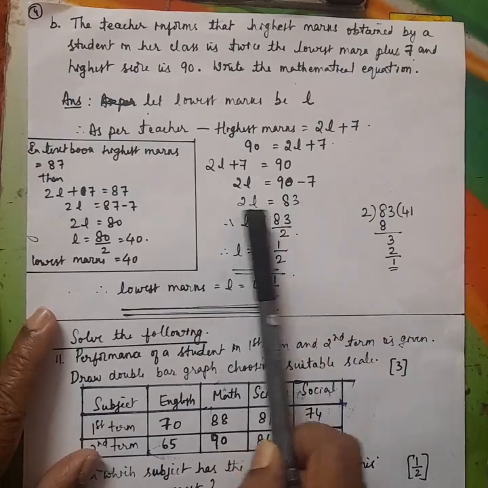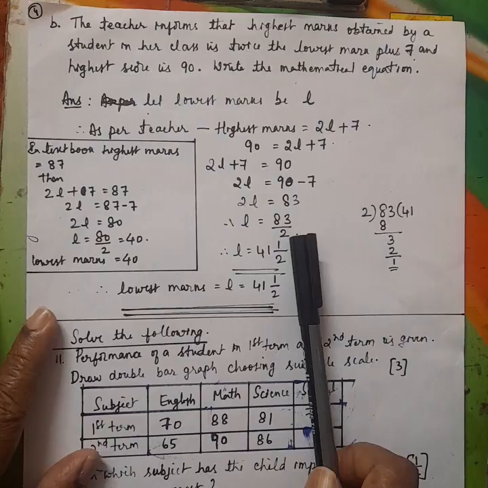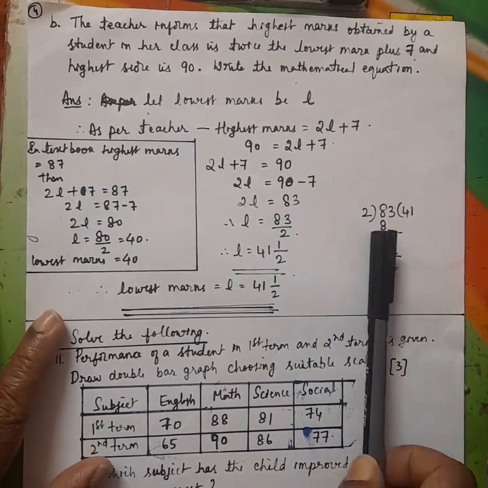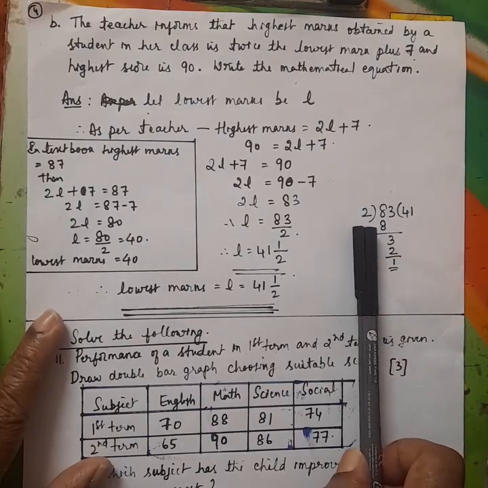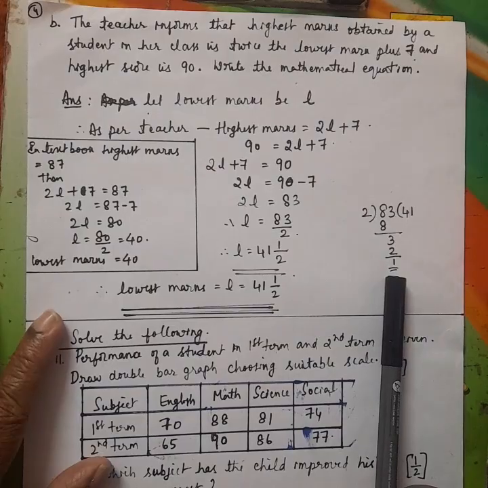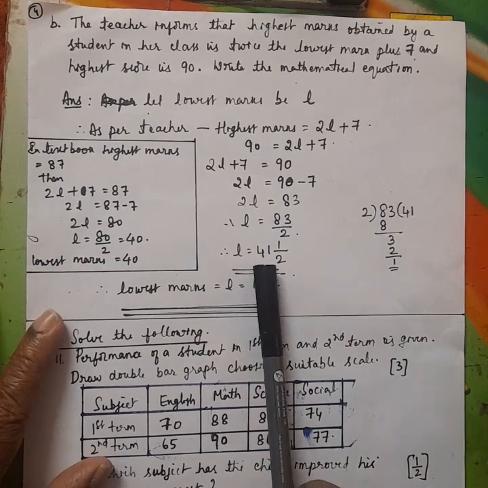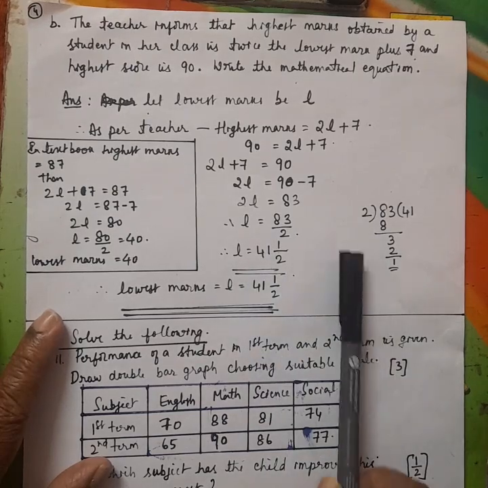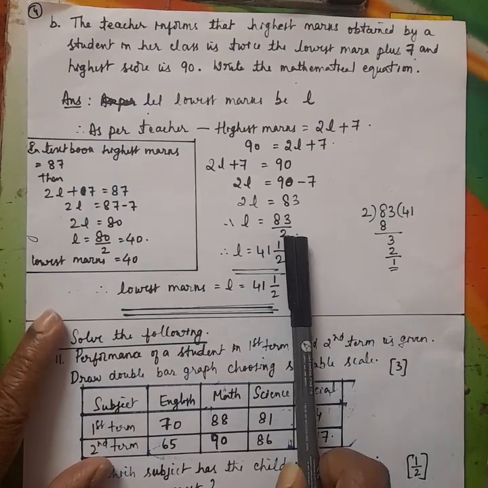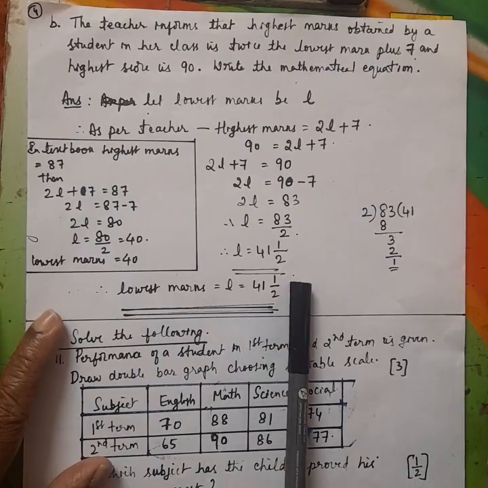When 2 comes to the right side, here it is multiplied, so it will go to division. So 83 divided by 2. What is 83 divided by 2? 2 fours are 8. Now 3 comes down. 2 ones are 2. 1 remains. So when you write it as a mixed fraction, the quotient is 41, the divisor is 2 and the remainder is 1, so 41 1 by 2. Therefore the lowest marks L is equal to 41 1 by 2.